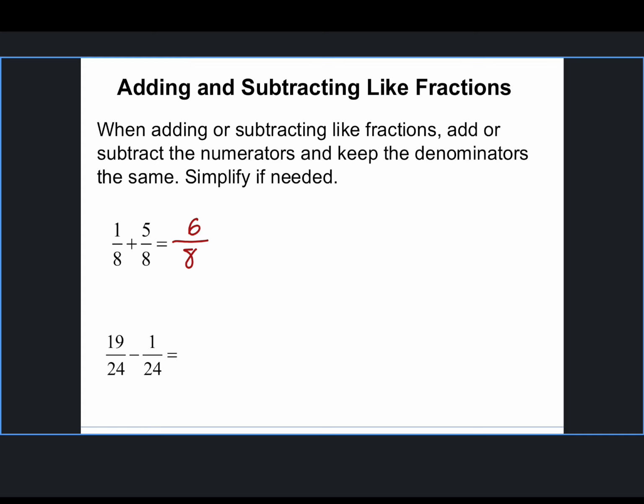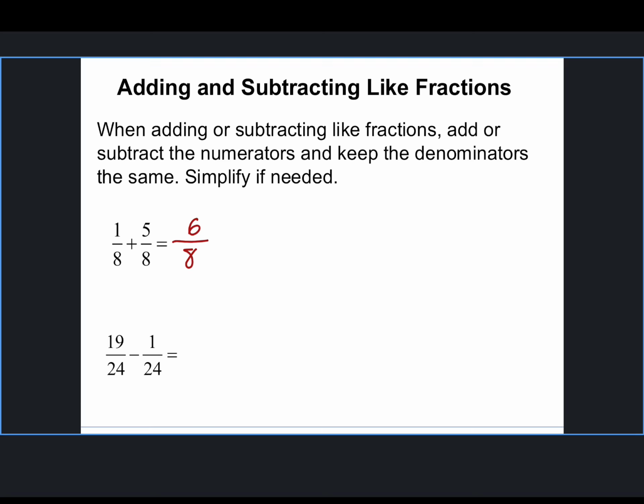Now if we have 19 out of 24, so now we've divided our pizza into 24 pieces, and I have 19, and then I give you 1 piece. I take 1 piece away. How many do I have left?